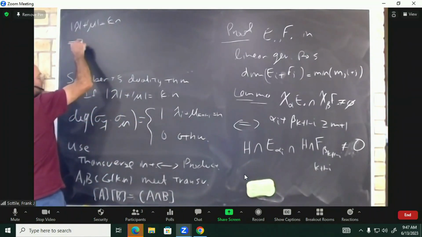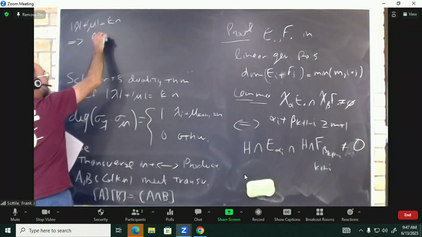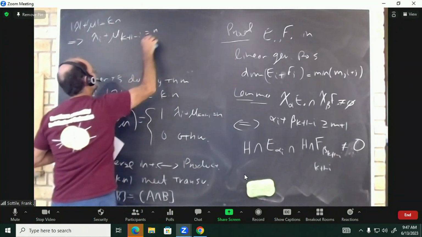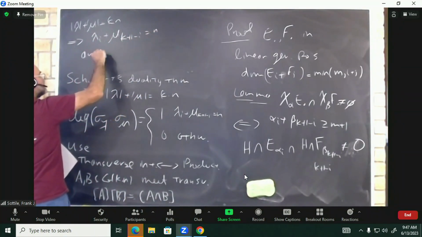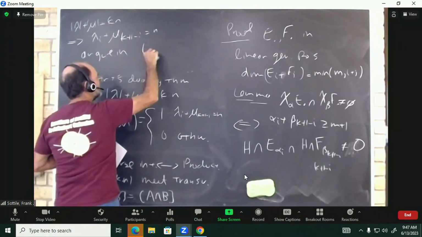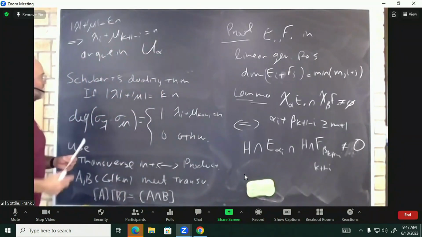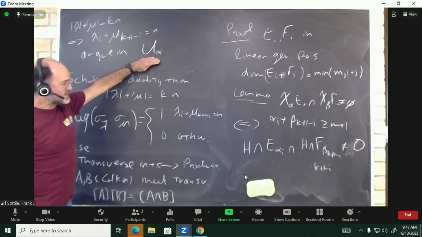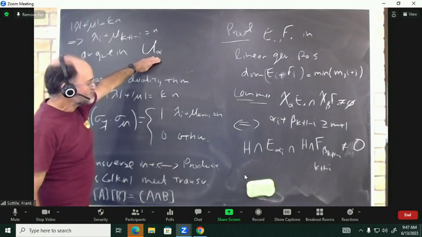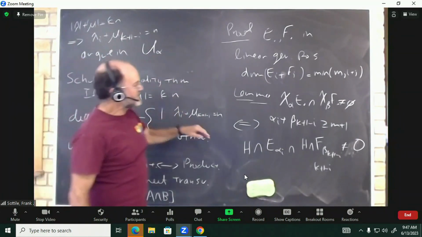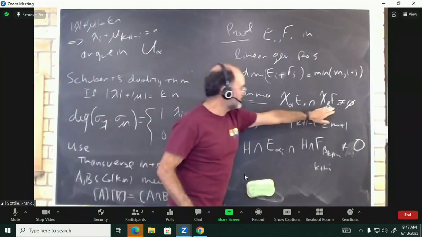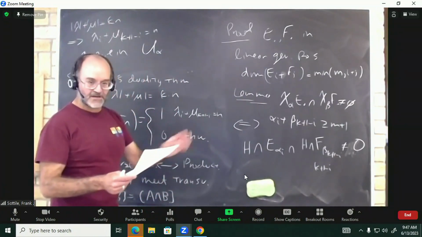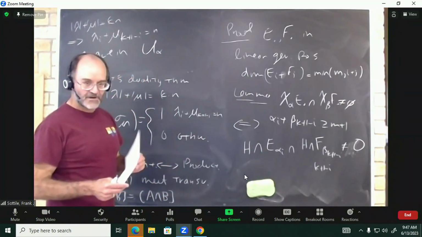So this implies that we must have lambda_i plus mu_{k+1-i} equals n, and then you argue in U alpha. I should say that I needed to choose F properly. I'm sorry, I'm trying to skip this proof because I want to get on to the Pieri formula, which I think is a little more important.